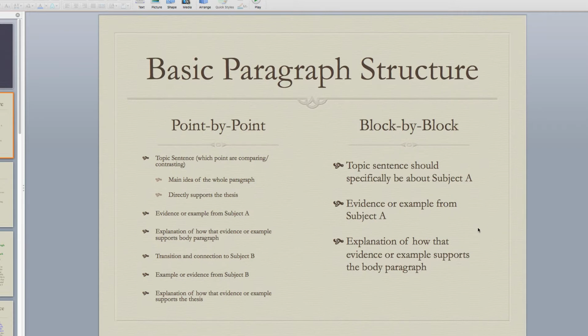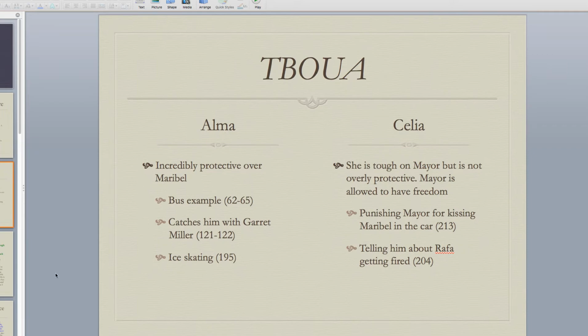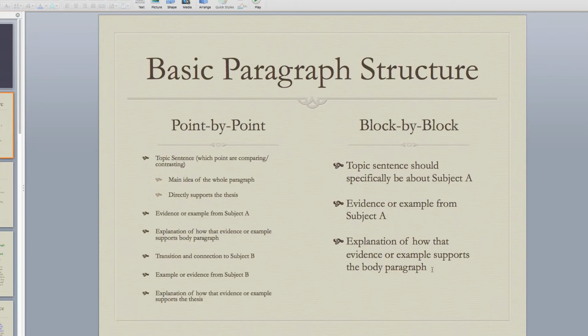In a block by block pattern, right, the topic sentence should specifically be about subject A in this example, right? Then we will give some evidence, maybe multiple pieces of evidence for subject A, and we'll explain how that evidence supports the body paragraph. Excuse me, I didn't mean to jump so fast. So notice that here we're only talking about that particular subject. Again, as I mentioned, later when we talk about subject B, we'll want to have a lot more connecting sentences back to subject A.